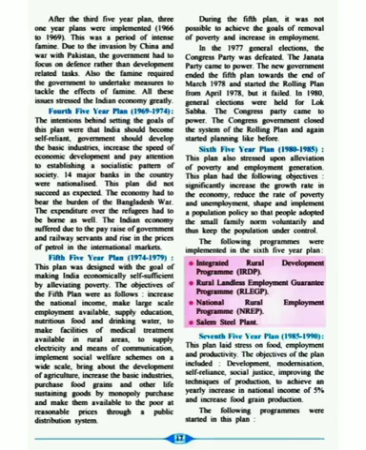Now we will see the sixth 5-year plan, which was from 1980 to 1985. This plan also stressed alleviation of poverty and employment generation. This plan had the following objectives: significantly increase the growth rate of the economy, reduce the rate of poverty and unemployment, shape and implement a population policy so that people adopt the small family voluntarily and thus keep the population under control.